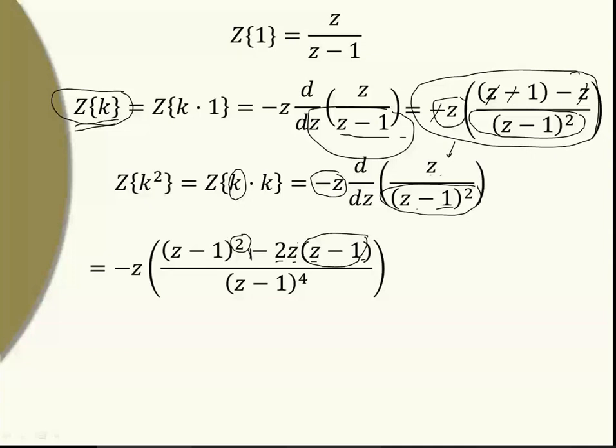As square is there, so one term will remain, one Z minus 1 term will remain. After taking this term common, 2Z will remain. And Z minus 1 minus 2Z becomes minus Z minus 1. Then this minus and this minus, all the terms become positive.